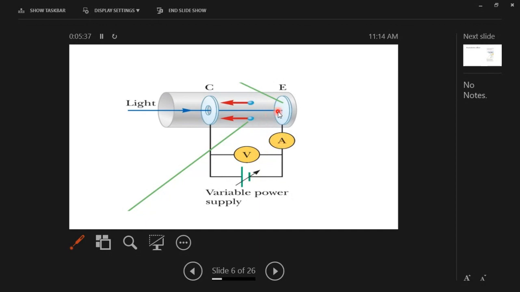But at the same time, if they are ejected, they are going to have some kind of energy. I'm going to talk about that kinetic energy shortly. They are going to have some kind of kinetic energy, and as a result, even if you don't apply any voltage here, but if you create some kind of vacuum in the tube, those electrons can reach the other side because they come out of this plate with some kind of energy.